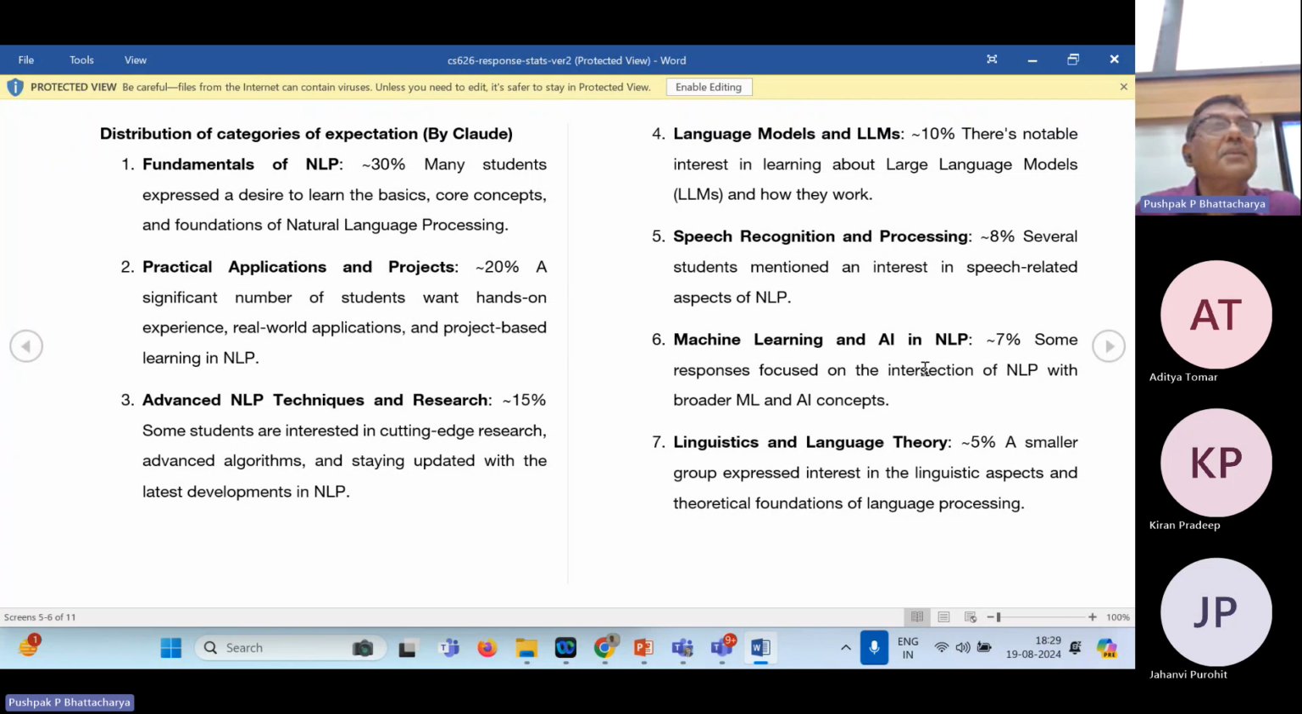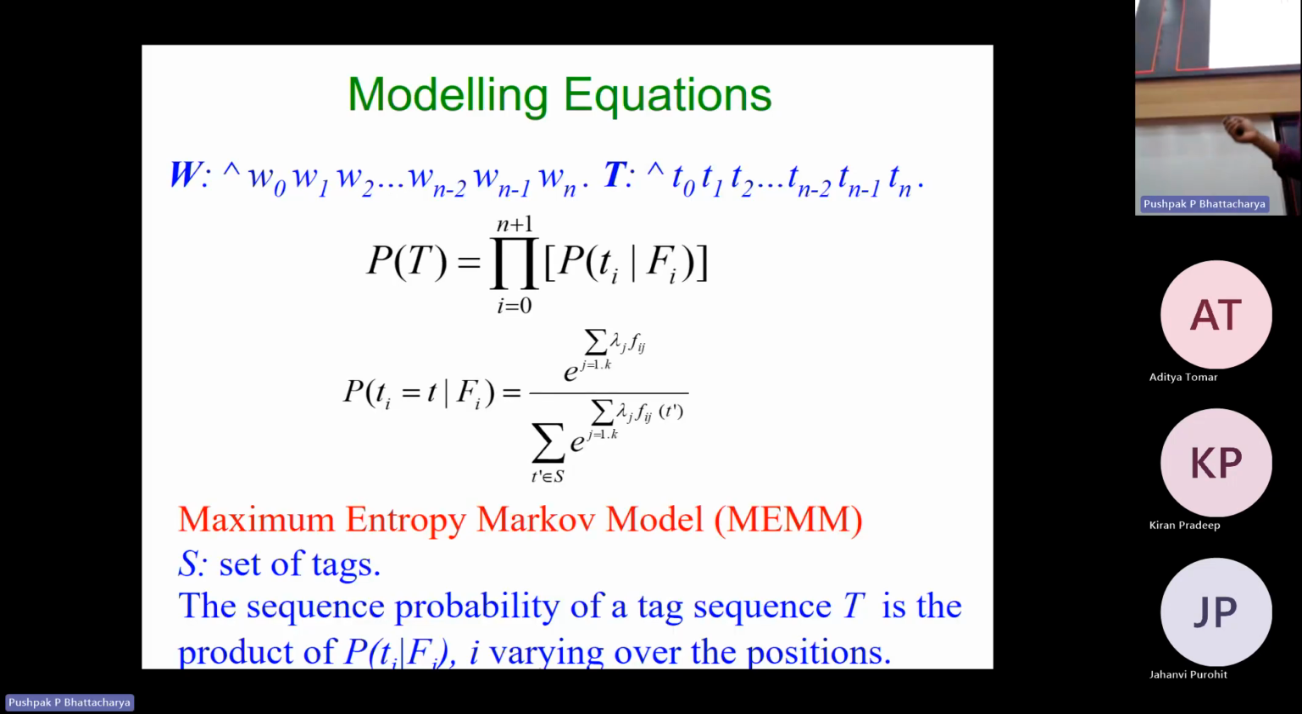But this is a good picture for me. 30% fundamentals, 20% practical applications, 15% advanced NLP. So 65% wants to know substantial things. And this was done by large language models. The first summary or hierarchical summary was done by GPT-4o, and distribution was found by Claude, another.